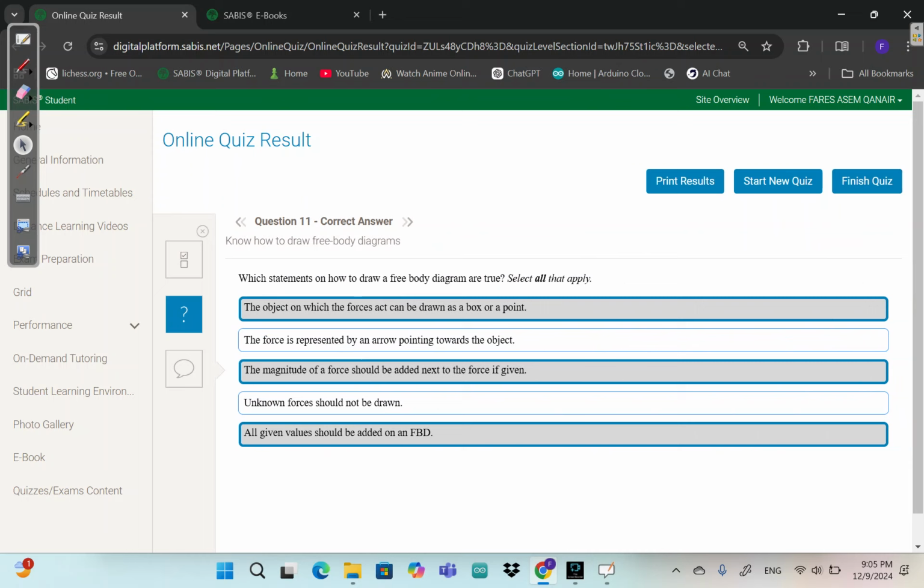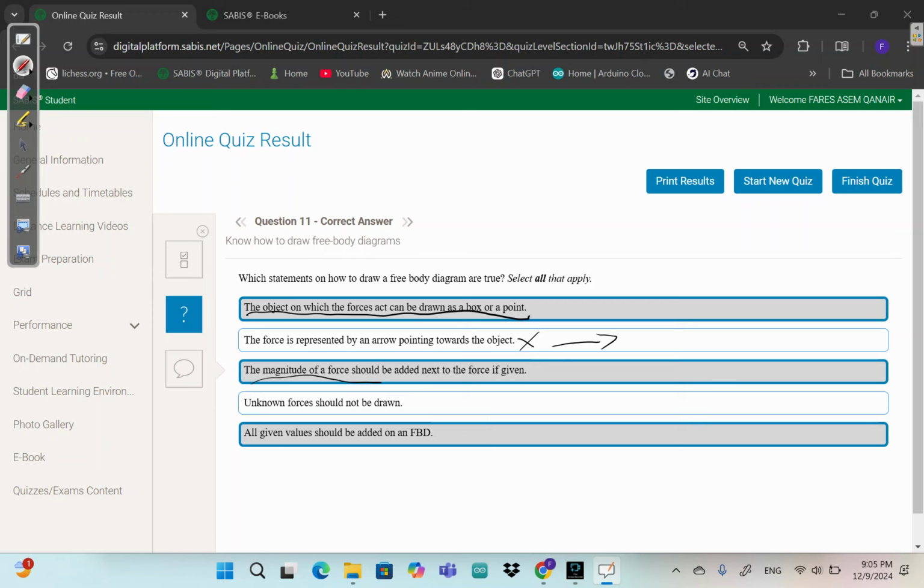Which statements on how to draw a free body diagram are true? This as well you need to understand and memorize what a free body diagram is. So the object on which the forces act can be drawn as a box or a point. You can draw the object as a box or a point. You need to memorize this. The force is represented by an arrow pointing towards the object. This is wrong since it's an arrow away from the object.